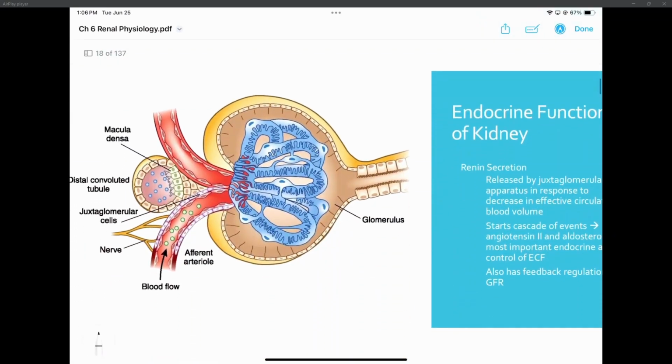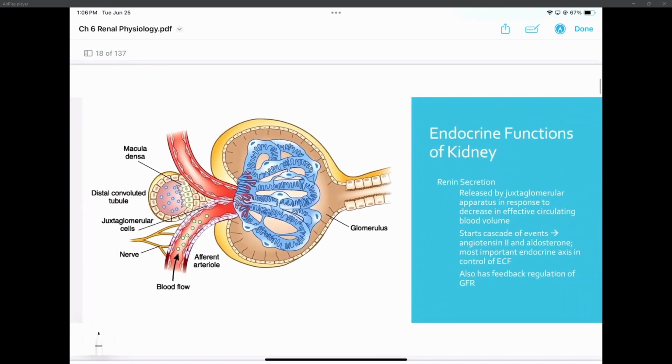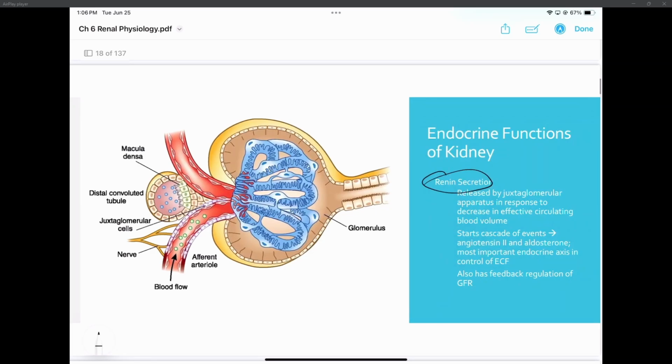Other functions of the kidneys: endocrine functions with regards to renin. Okay, renin starts the cascade that goes from renin to angiotensin 1, angiotensin 2, aldosterone. We'll deal with that a lot more when it comes to endo. We'll touch on it a little bit right now.